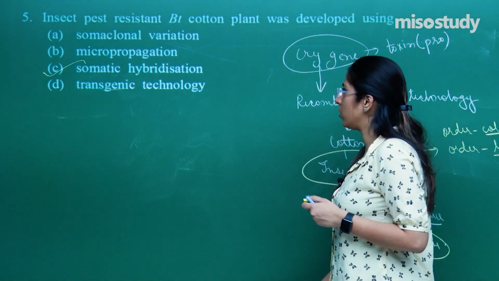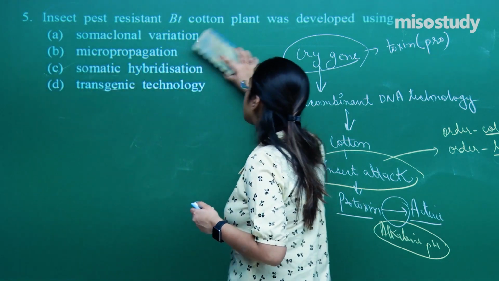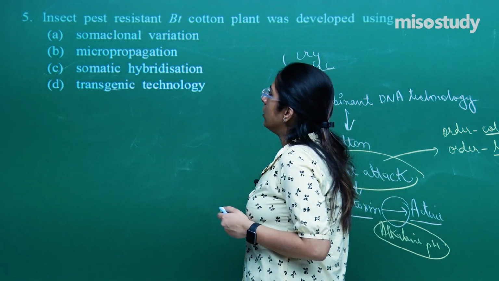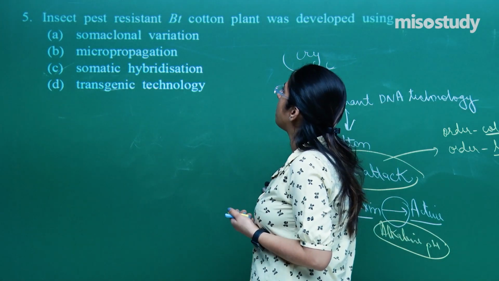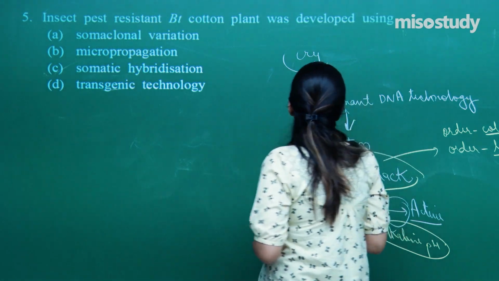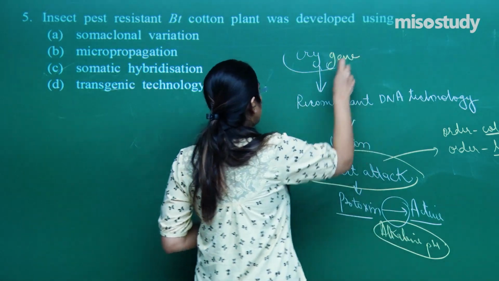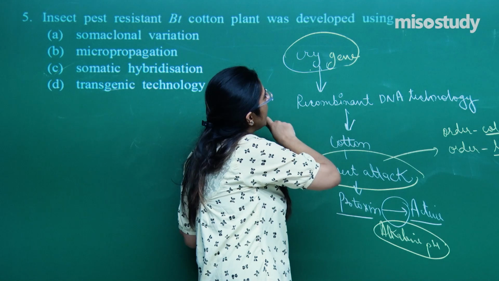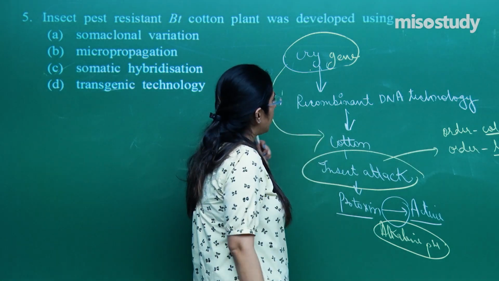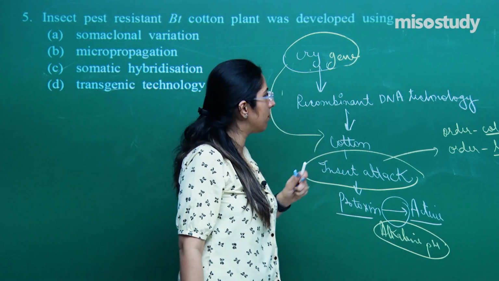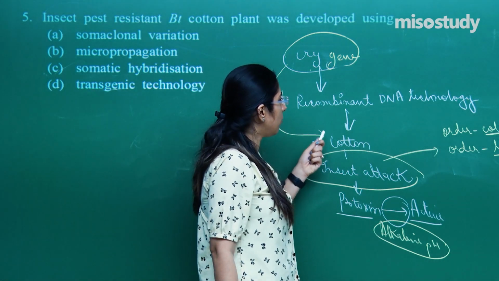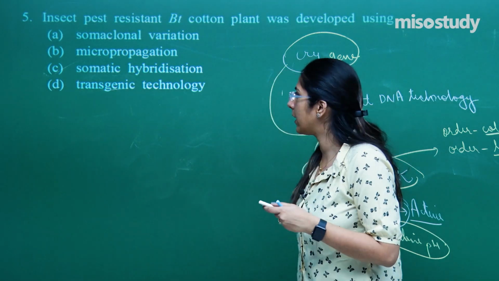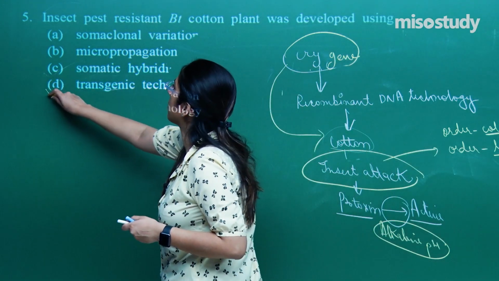Let's talk about the next question, which is related to insect pest resistance, again related to the cry gene. Insect pest resistant Bt cotton plant was developed using... Now, what we are doing is, with the help of recombinant DNA technology, I am taking out this gene and inserting it into the cotton. Now this gene is inserted into the cotton. That clearly indicates that transgenic technology is used.